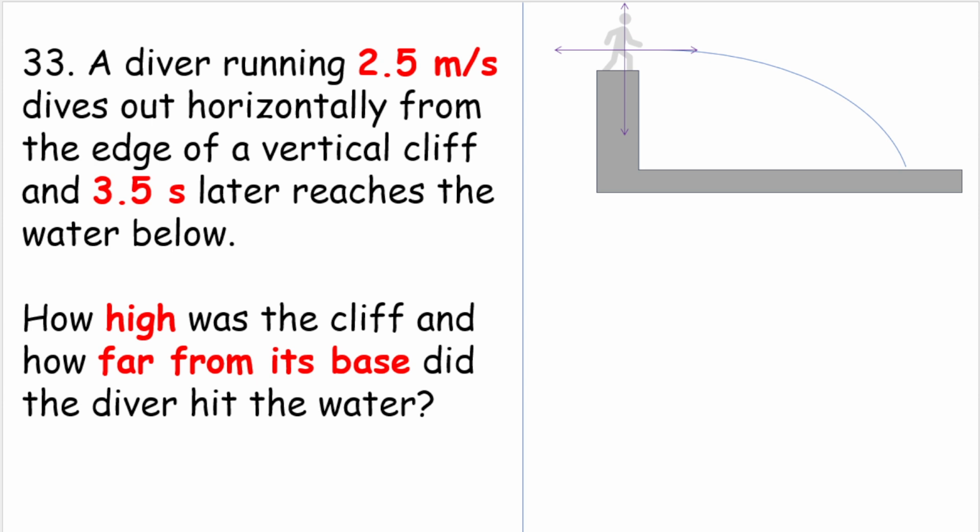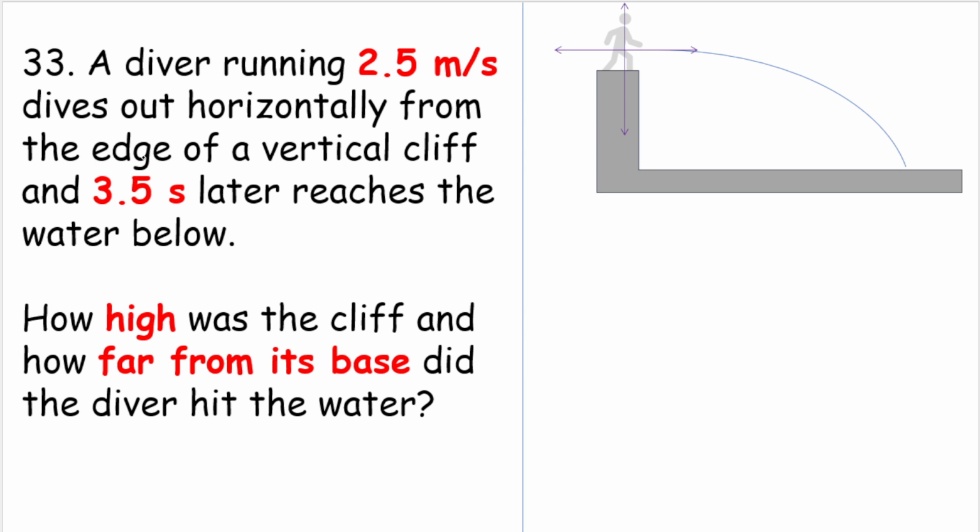Number 33. A diver running 2.5 meters per second dives out horizontally from the edge of a vertical cliff and 3.5 seconds later, he reaches the water below. How high was the cliff and how far from its base did the diver hit the water?